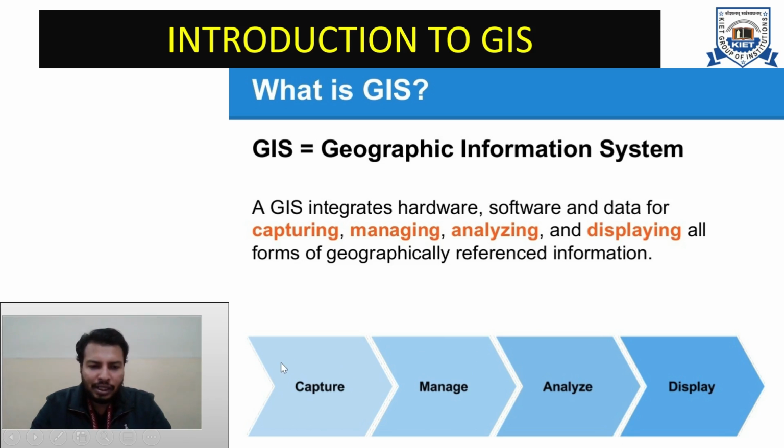So we are basically capturing the data, managing the data, analyzing the data with the help of some software, and then finally displaying the desired results. We collect information about geography, and that geographical information is georeferenced, meaning it has coordinates, positions, longitude and latitude. This type of information is stored and then processed or analyzed by a system. This kind of process is called a GIS based system.